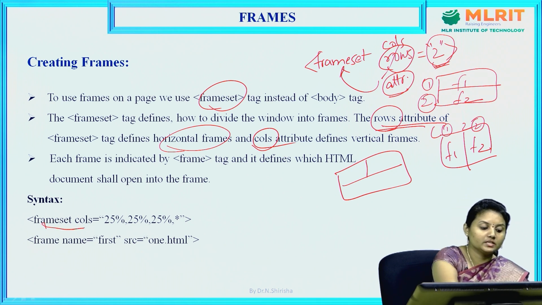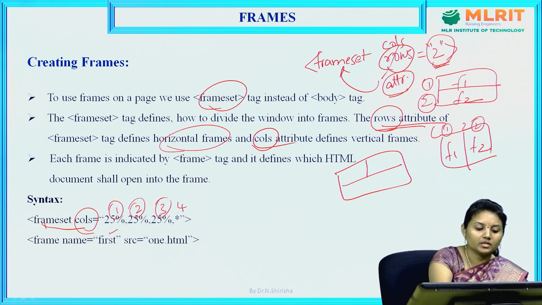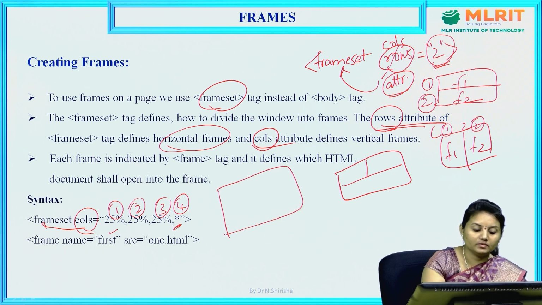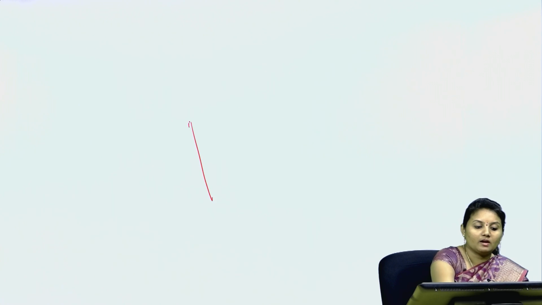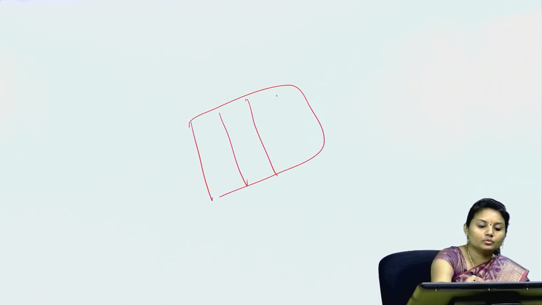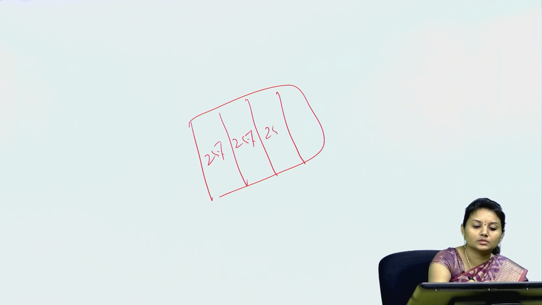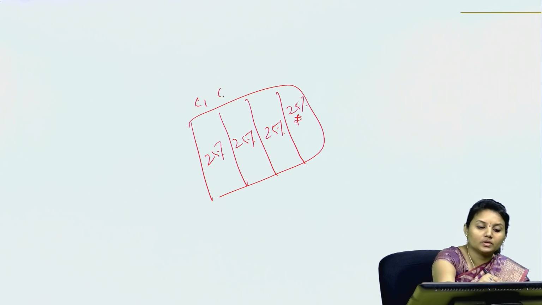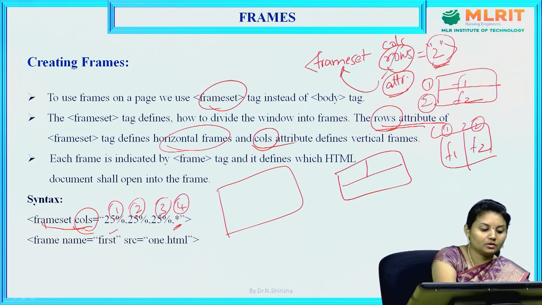So here is a syntax for how to use a frame. The frameset tag, cols you have used: first column, second column, third column, and the remaining fourth column is given by star. How will the output be? You will have a screen: 1, 2, 3, 4. This is 25% given, this is 25% given, this is 25% given. The remaining, star means remaining, so it is obviously 25%. So this is col 1, col 2, col 3, col 4, because we have given cols here.